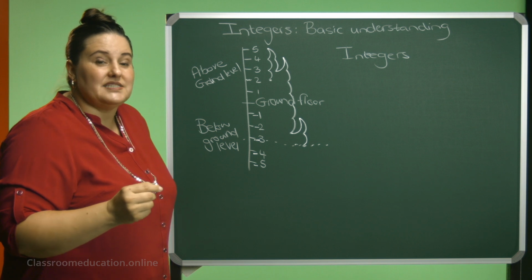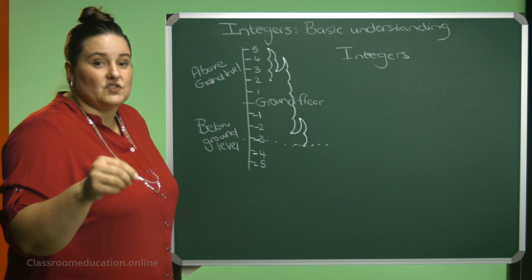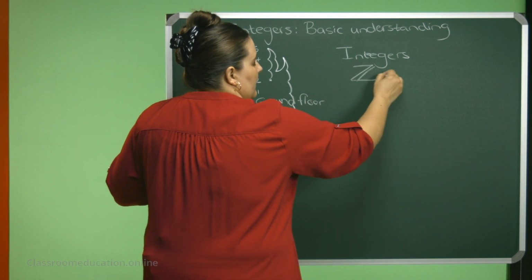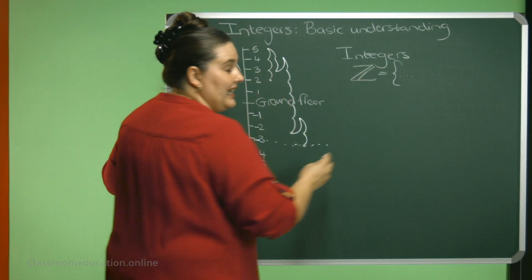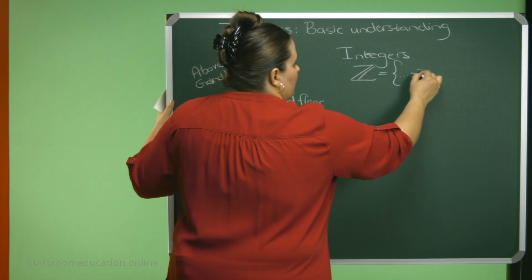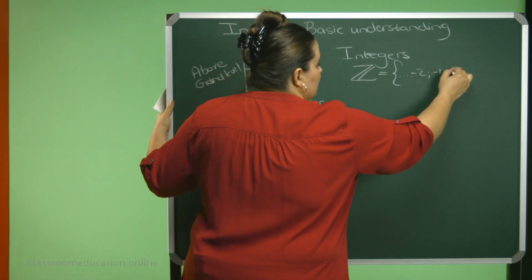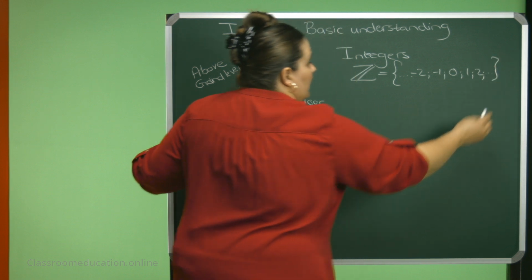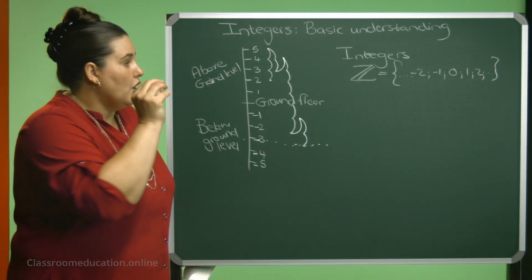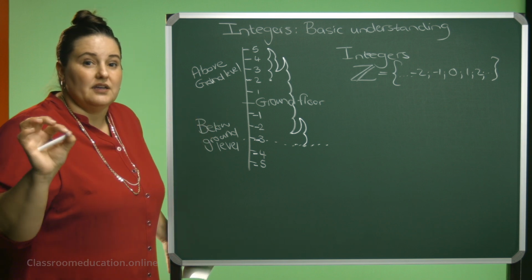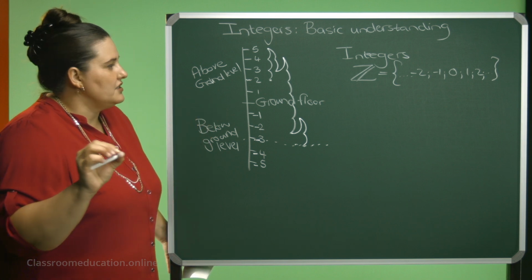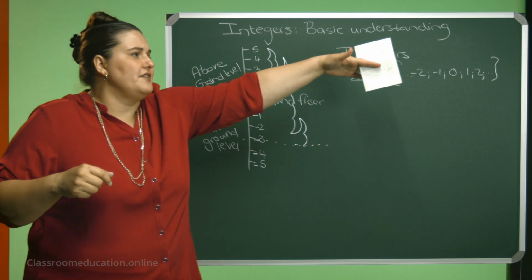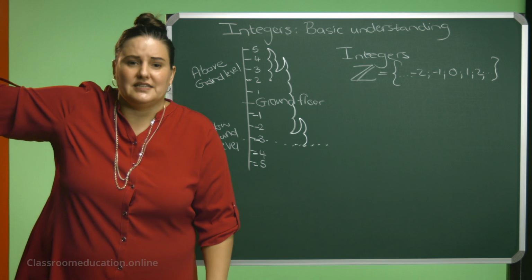Previously, we said that integers, the symbol for that will be the Z. And the Z is from negative infinity up to infinity. But it's only the whole numbers. It is not fractions, okay? So it will be -2, -1, 0, 1, 2, up to positive infinity and down until negative infinity.